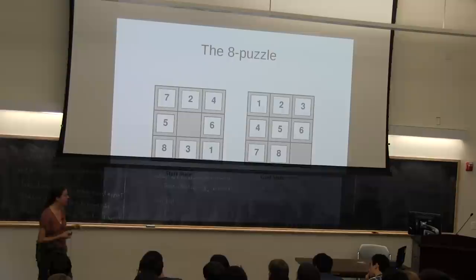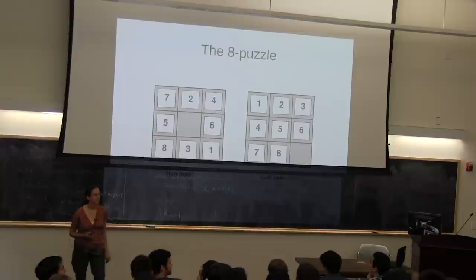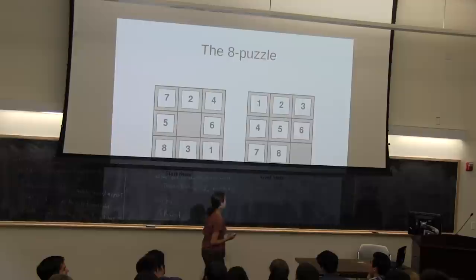All right. Path cost. Yeah, so every time I move, that's going to be a cost of 1. So this one is not too complicated.